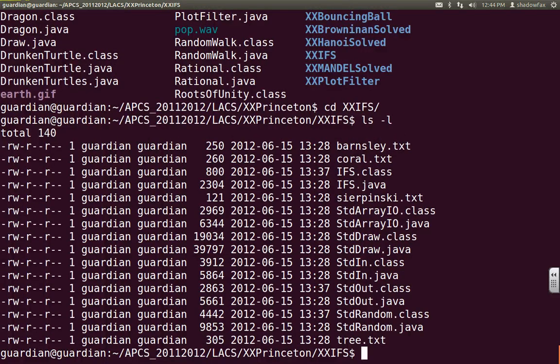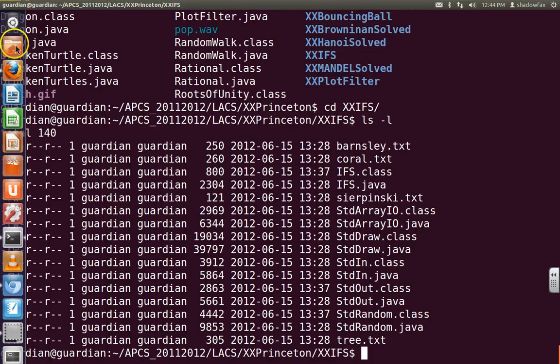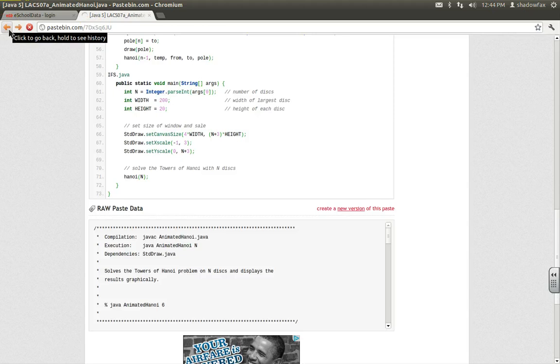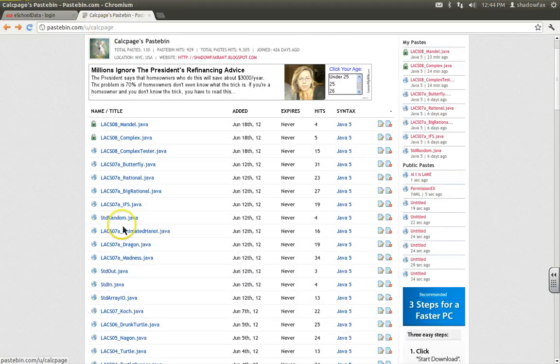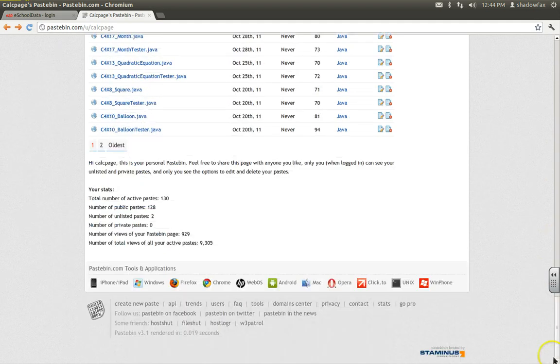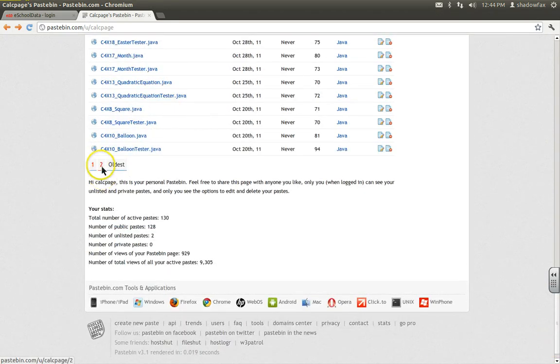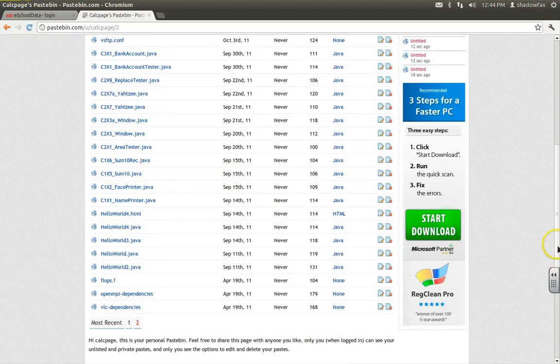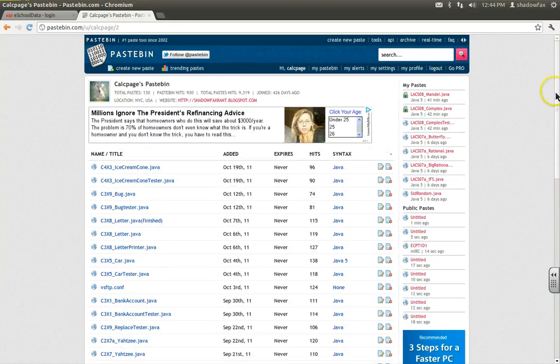All right, let's take a look at that code. I have it here, but I also have it here. All right, so this is my Pastebin. You can look at all my code up here. This is all the code we've done all this year in computer science, all the way back to chapter 4, even before that, all the way back to Hello World in chapter 1, 2, and all of this stuff is here. Okay, let's get back to IFS.